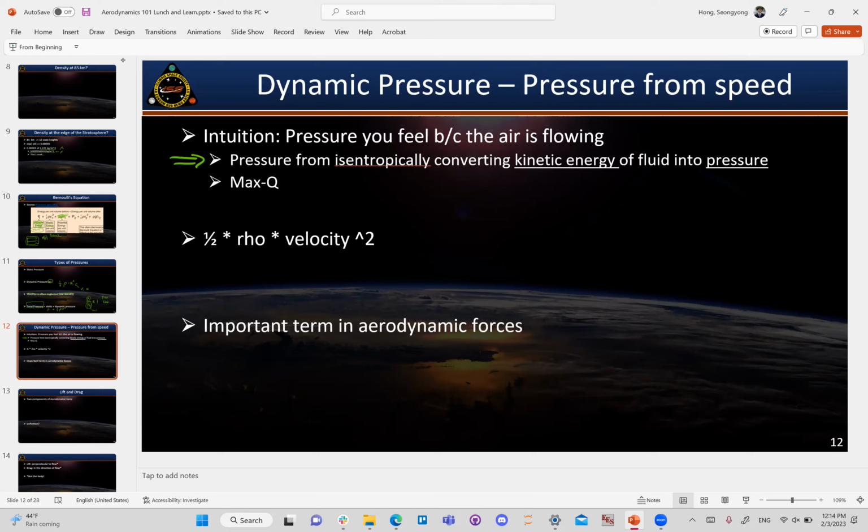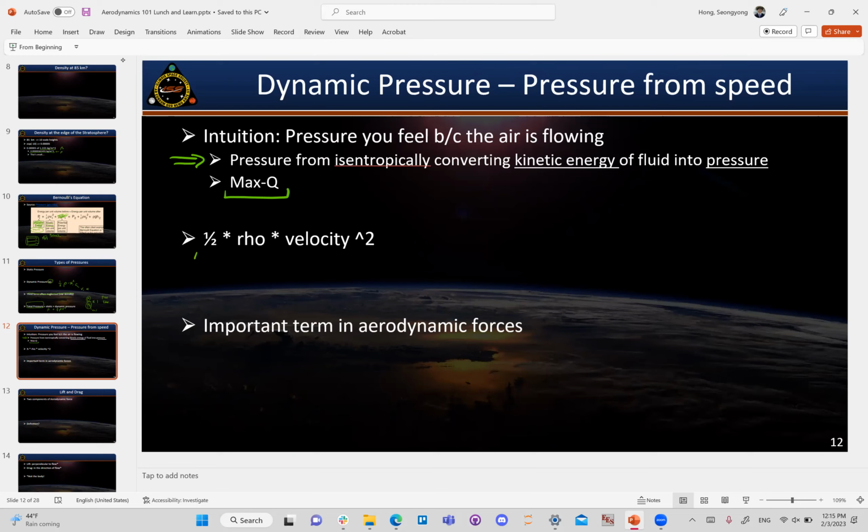And I mentioned that dynamic pressure is often denoted with the letter Q, and this is actually where the term max Q comes from. If you watch SpaceX launches or just launches, people call out, oh, we're going through max Q. This is the point of the rocket's launch where there's maximum dynamic pressure. The rocket's accelerating, the speed is picking up, but as it's going higher into the atmosphere, the density is going down. So at some point, the dynamic pressure will peak and then start to go down as the density goes down.